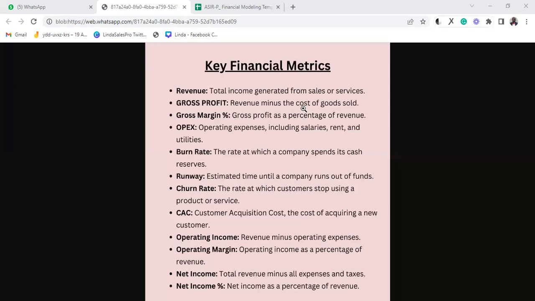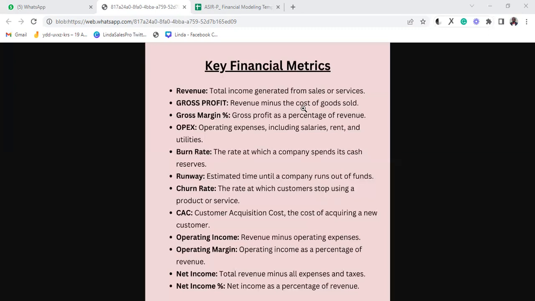So CAC here does not mean Corporate Affairs Commission. It simply means customer acquisition costs. So here we are talking about how much it costs you to acquire one customer. You need to know, right? So what does it cost you to acquire one customer? You need to really know, because that will help you in running your business.